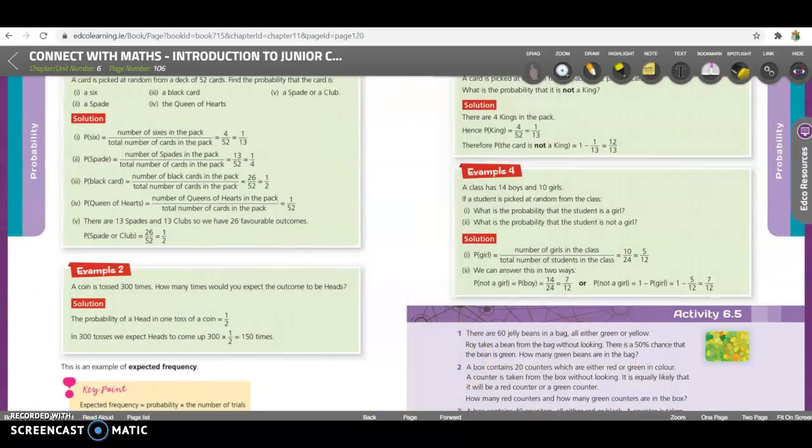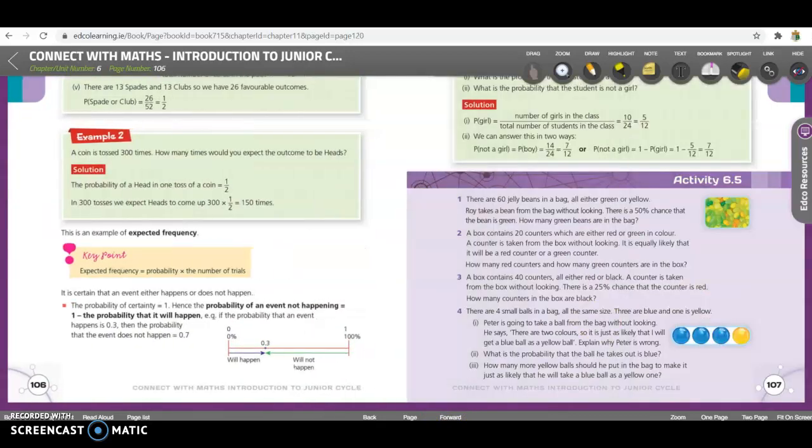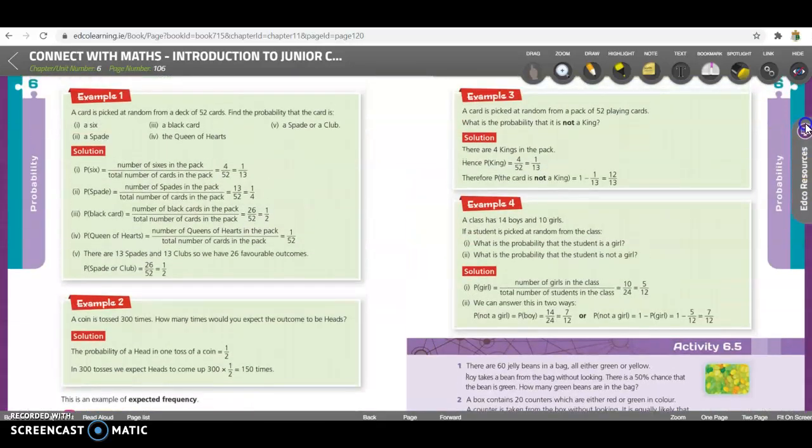These ones are all about a deck of cards. So if you're not familiar with a deck of cards, you do need to know it. It's there on the bottom of page 105, or just Google it and make sure you know exactly what makes up a deck of cards in terms of the numbers, the face cards, the suits, etc. And that's what these examples are going to be about.